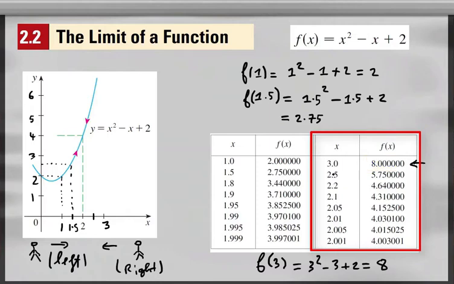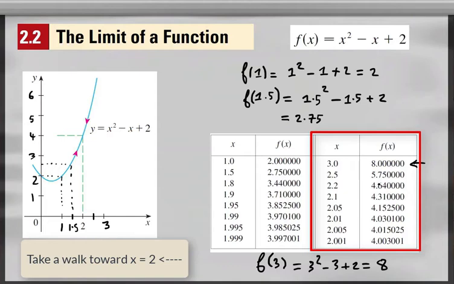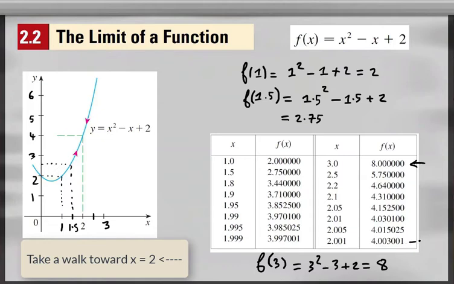For 2.5, f of x is 5.75, 2.2, 4.64, and it's very clear from the table, on either side, from the left or from the right, the function is getting closer to 4. We have 3.99 from the left and 4.003 from the right.